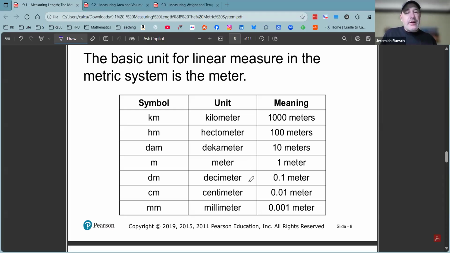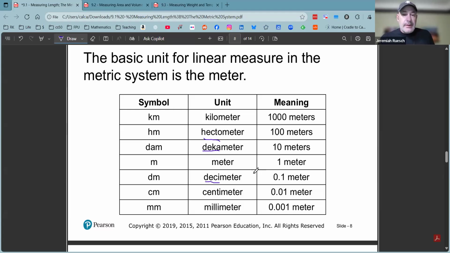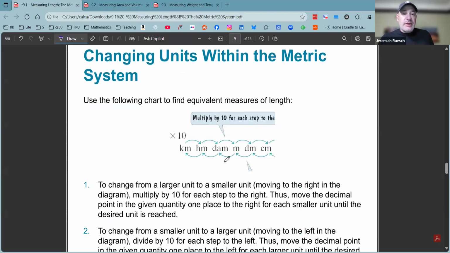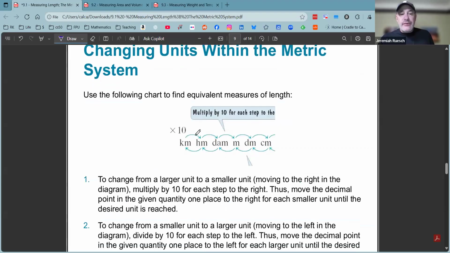Decimeter, again, one that's not very commonly used. Centimeters and millimeters do get used a lot more, or at least in my experience, I've heard them more commonly used than the decimeter. These are often confusing too: the hecto and the deca versus the deci. I don't know of any tricks for those. Just recognize that there's a difference: the hectometer, the decameter, and then the deci.